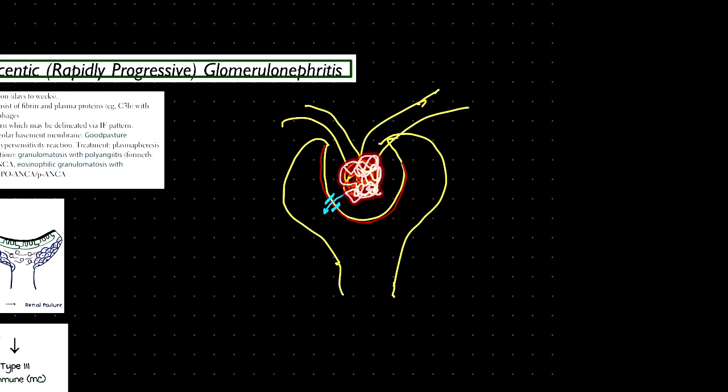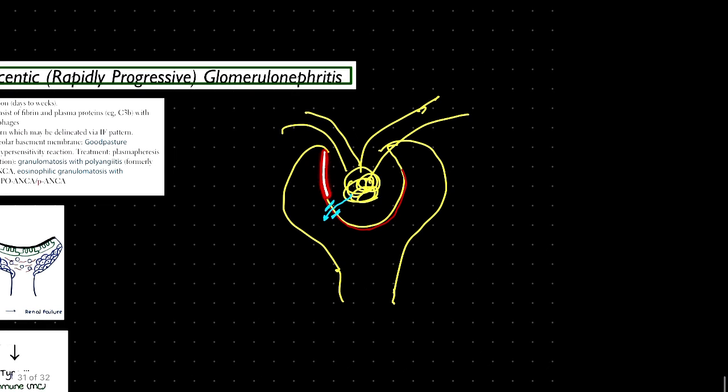As there is inflammation in our glomerulus, there is also inflammation in our basement membrane. As there is inflammation in the basement membrane, there will be leakage within it. The inflammatory cells which were present in our glomerulus will now leak out of the basement membrane.